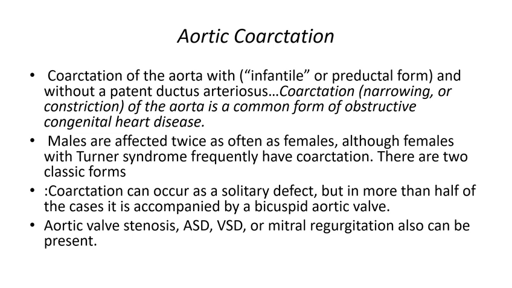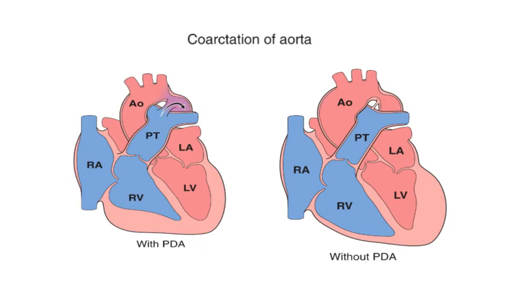The infantile form, as the name suggests, is symptomatic in early childhood itself, and the adult form is symptomatic in adulthood. So this is coarctation of the aorta with patent ductus arteriosus and without patent ductus arteriosus. Coarctation means narrowing of the aorta.